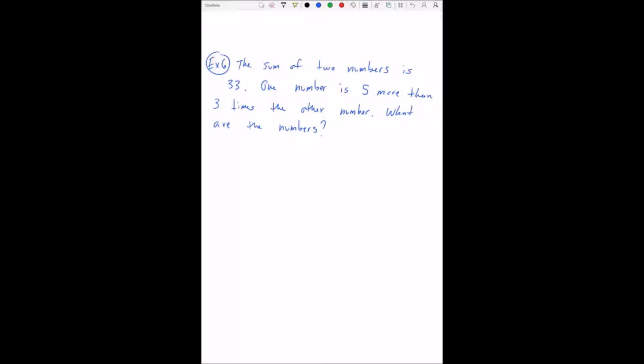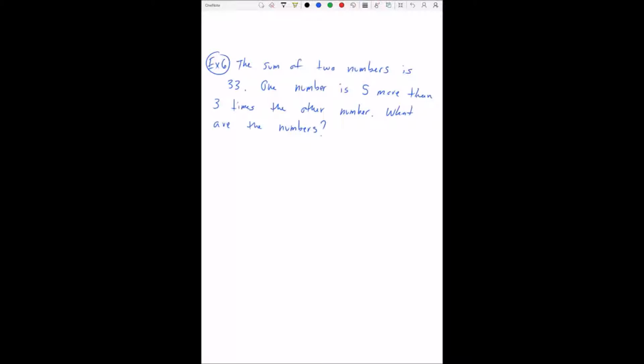Alright, so moving on, we're going to have an application. It's very common to have applications when you have systems. So example 6, the sum of two numbers is 33. One number is 5 more than 3 times the other number. What are the numbers? Right, this is such a common word problem. I remember getting these back in grade school.